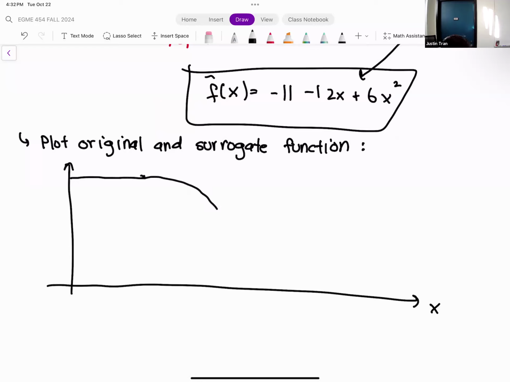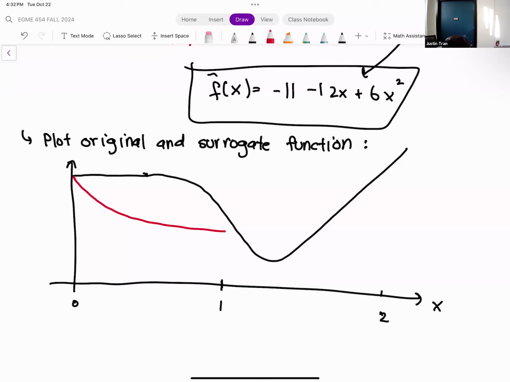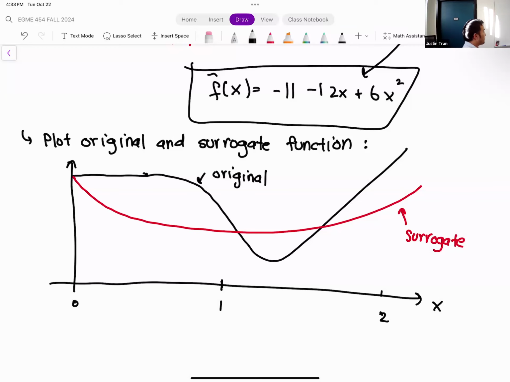All right, and so what does our surrogate function look like? Our surrogate function is a pretty standard parabola. And so it looks something like this. Okay. So not the best fit, right? It's not the prettiest thing there. And part of the reason is that we're trying to use a quadratic function to represent the sixth order polynomial.